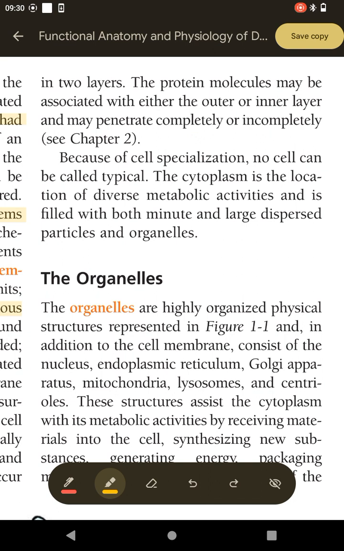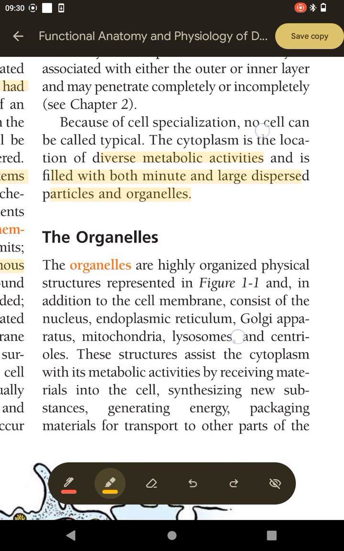The cytoplasm is a location of diverse metabolic activities. Metabolic activity is very important for the survival of the cell and the living organism. It occurs in the cytoplasm, which is filled with minute and large dispersed particles and organelles. Next are the organelles, the most important component of the cell. What about organelles?